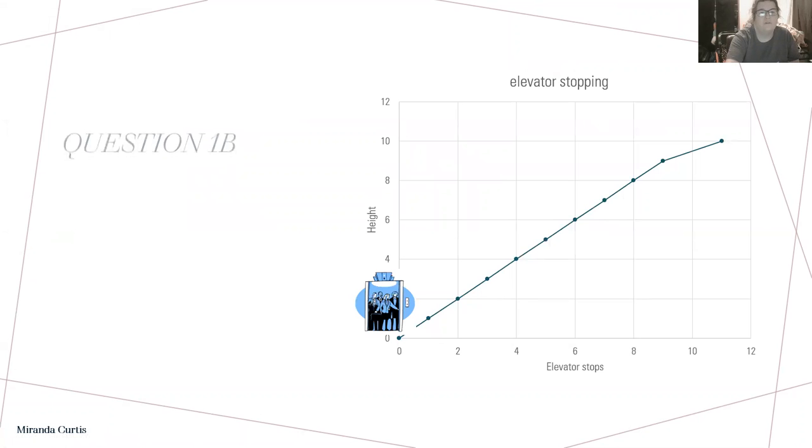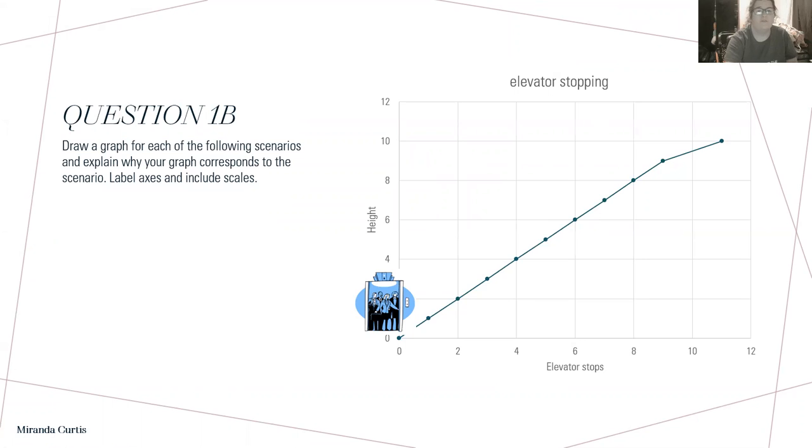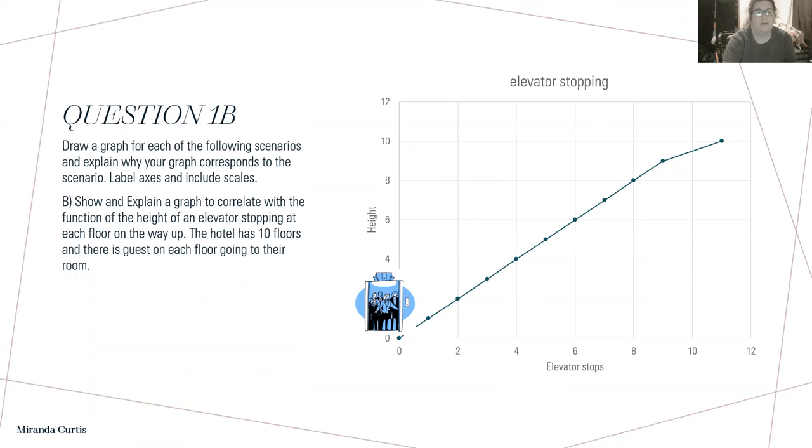Okay, here's our next one. This is question 1B. Draw a graph for each of the following scenarios. Explain why your graph corresponds to the scenario and label the axes, include the scale. Our scenario is show and explain a graph that correlates with the function of the elevator that stops at each level on the way up. The hotel has 10 floors, and there is a guest on each floor that needs to go to their room.